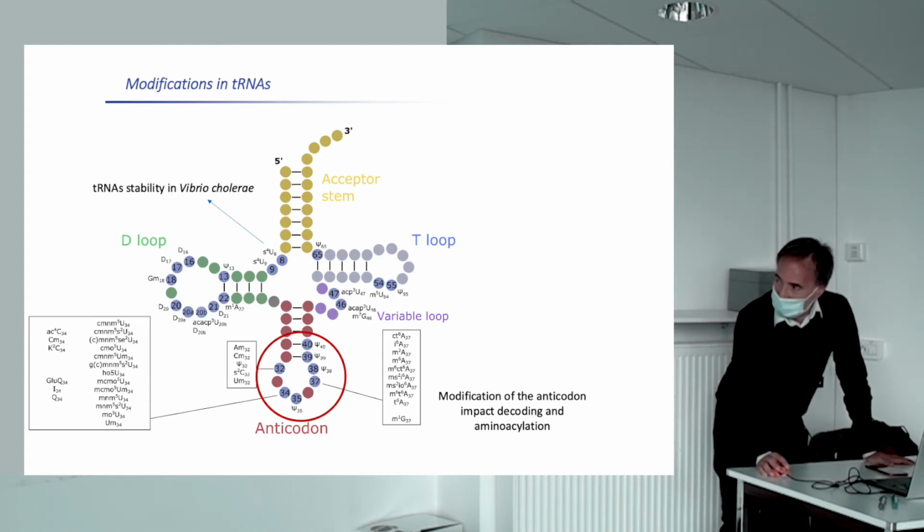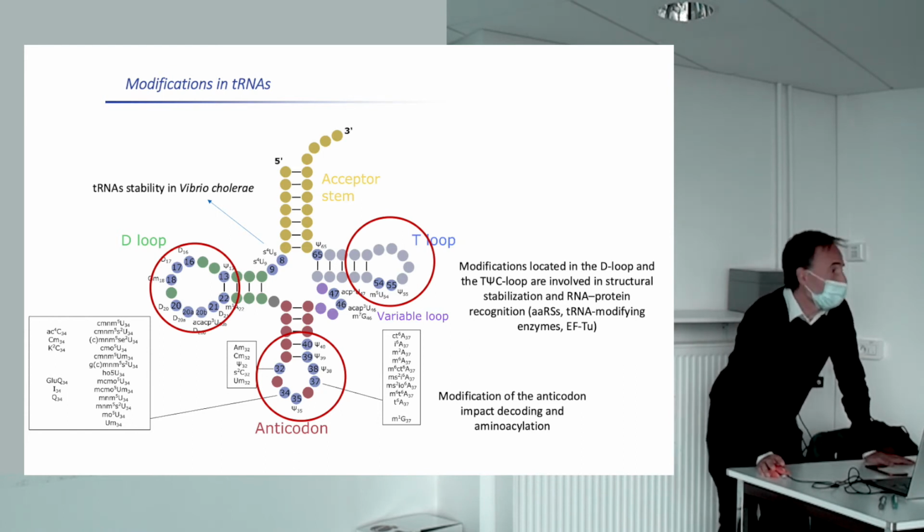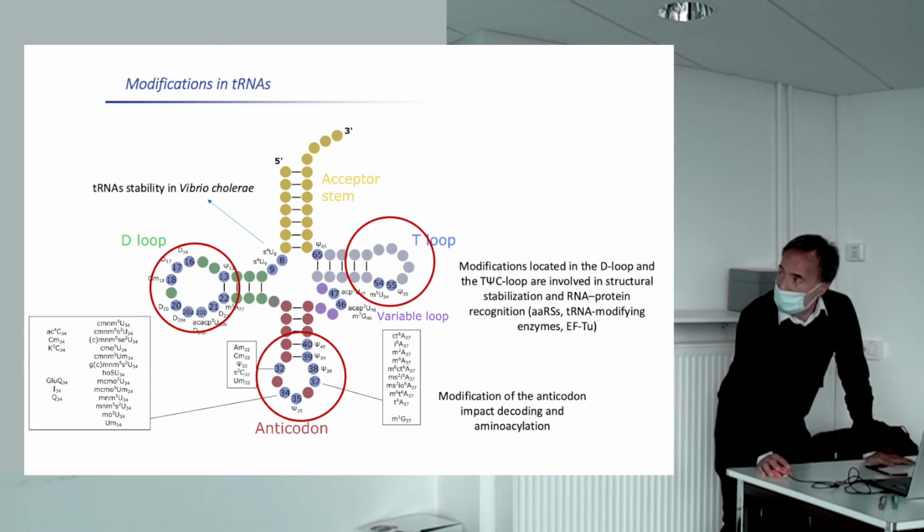Position 36 is generally not modified, but in the anticodon loop we see other positions that are highly modified: position 37, position 32. But then there are two other spots that are quite heavily modified in the tRNA. Those are the D loop and the T loop.